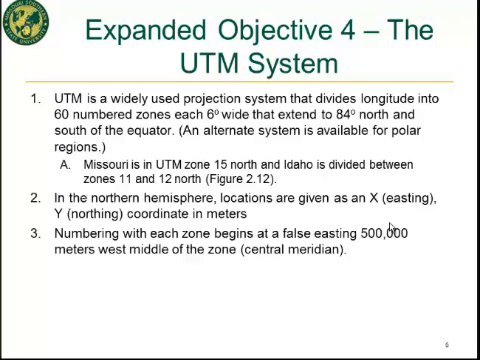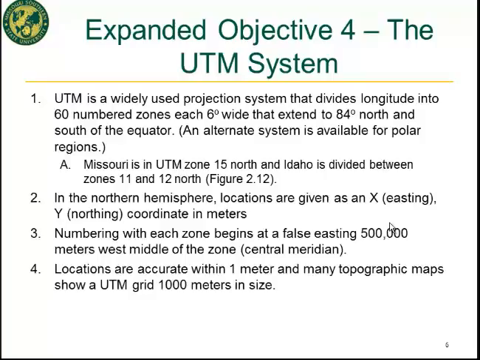The numbering within each zone for these X and Y coordinates begins at a false easting that is 500,000 meters west of the middle of the zone, which is also referred to as the central meridian for a given UTM zone. The result is a system that is accurate within 1 meter.